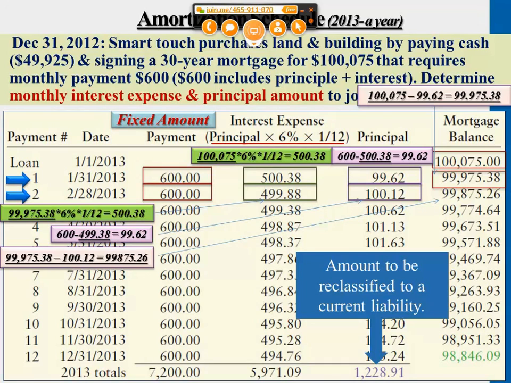But just keep in mind, the cash part is always $600. The cash payment that you're paying is always credit $600. The part that we're doing with this table is to determine which part belongs to interest, which part belongs to principal payment.